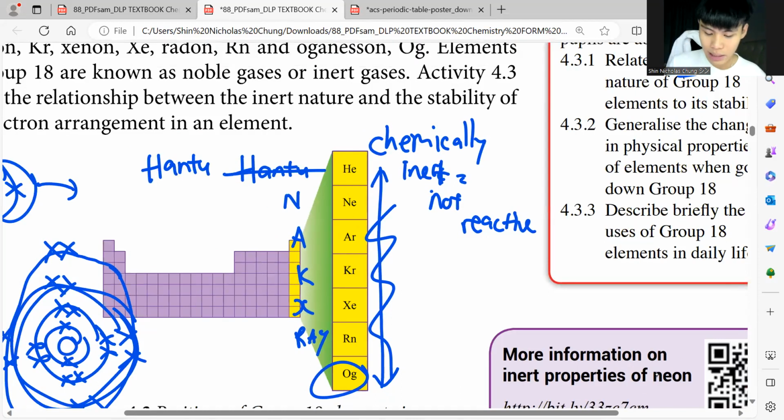So "hantu" means helium. N means neon, A means argon, K means krypton, X means xenon, and ray means radon. So how do you use them?